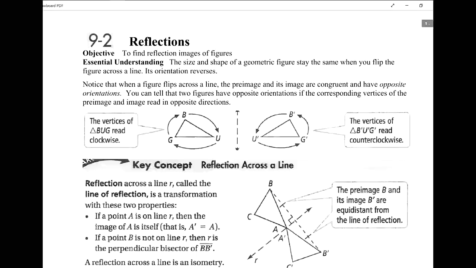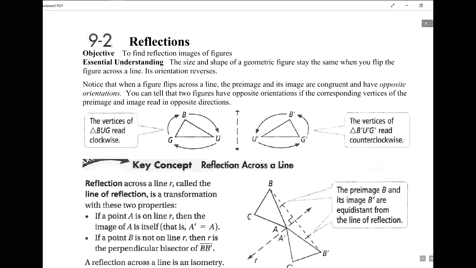9.2 Reflections. Okay, I think this is going to be a nice change of pace and go rather quickly. All right, so reflections are the second type of transformation. The first one we did was translations, or a slide. We simply slid it across our coordinate plane.